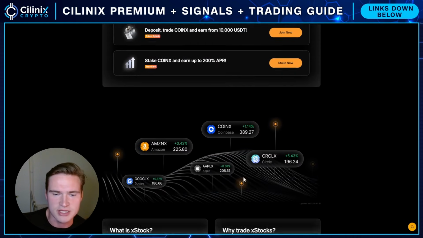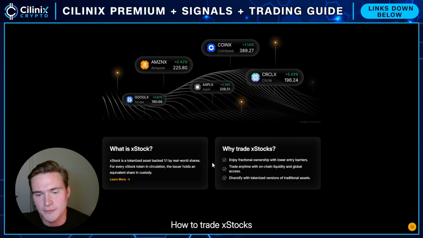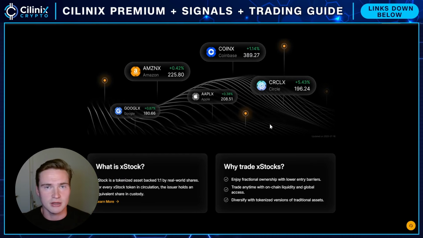So that's the easy part of it, and here you can see it's a tokenized asset backed one-to-one by real world shares. So you're not just trading a derivative. Technically you are trading a derivative, but there is a real stock that's actually being issued and that's being held somewhere as well. And you can actually buy those stocks, for example, on Bybit. I'll show you in a moment how. You can actually withdraw those stocks to other venues or just on-chain as well. So you're actually buying stocks, you're actually trading stocks.